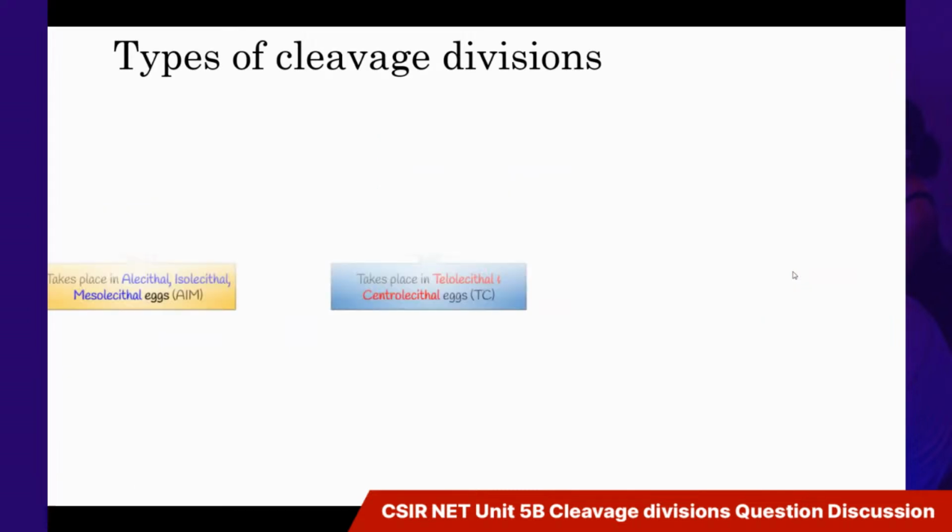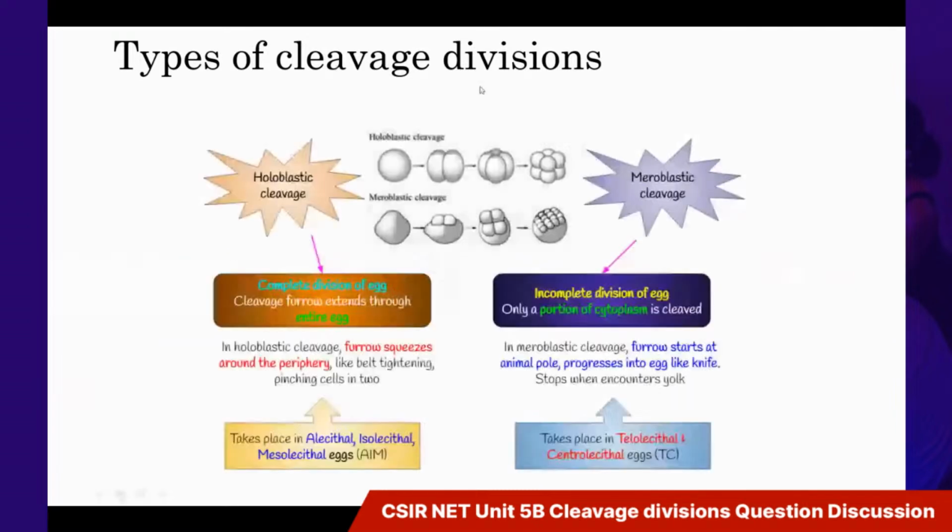Now, how does the type of egg control the cleavage division plane? We have something called holoblastic cleavage, where the complete egg is divided. If you see this diagram, this entire egg is divided. No part of the egg is uncleaved, and then further divisions happen. But in meroblastic cleavage, you will see only a part of the egg dividing. The rest of it stays as it is and does not divide. Only at one part of the egg can you see the division. This is an incomplete division of the egg.